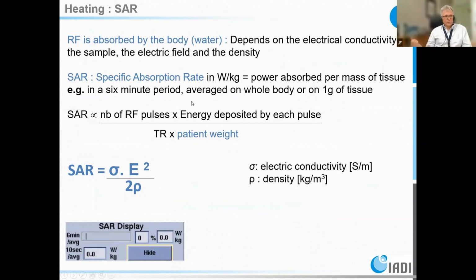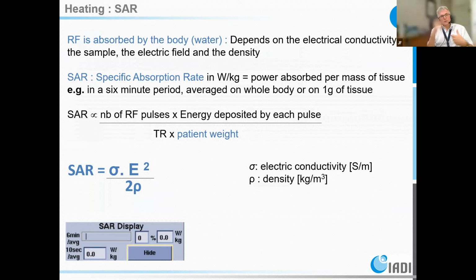And of course, this is completely controlled, but you have to understand that the SAR, the specific absorption rate, has to be observed. So the energy you can send to the patient is given in some ranges. For example, for the normal mode it is 2 watt per kilo maximum. This means that if you go higher, you heat the patient, and this is not allowed. The SAR is, of course, proportional to the number of RF pulses, to the energy of each RF pulse.